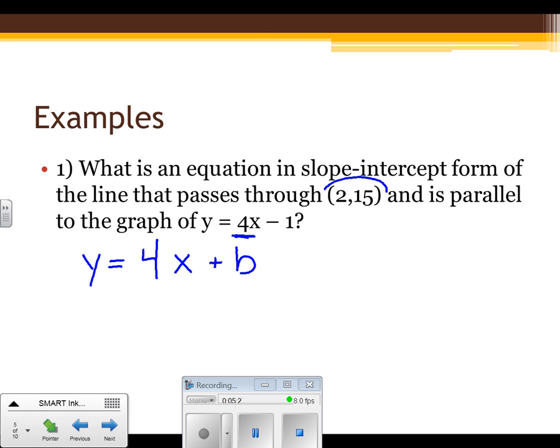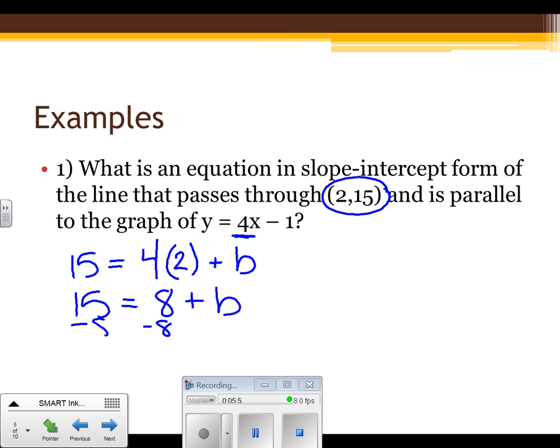We know that this linear equation goes through the point (2, 15). So I'm going to replace the x with 2 and the y with 15. So 15 is the same as 8 plus b. So that means b is the same as 3. Oh, sorry about that, 7. So b is the same as 7.